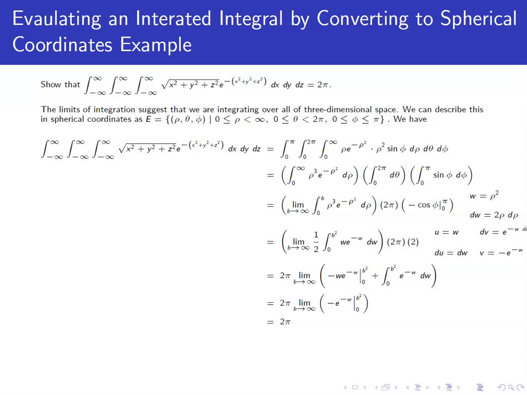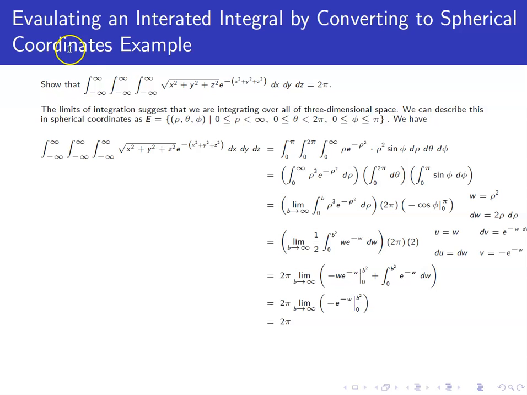In this video, we're going to look at an example of converting an iterated integral to spherical coordinates and then evaluating that new iterated integral. We're being asked to show that the iterated integral from negative infinity to infinity for x, y, and z of the square root of x squared plus y squared plus z squared times e to the negative quantity x squared plus y squared plus z squared is equal to 2 pi.